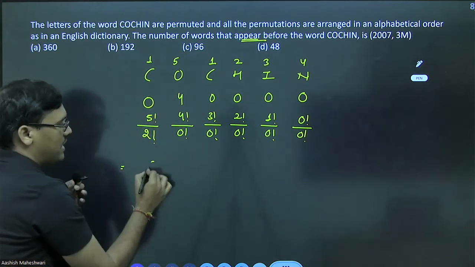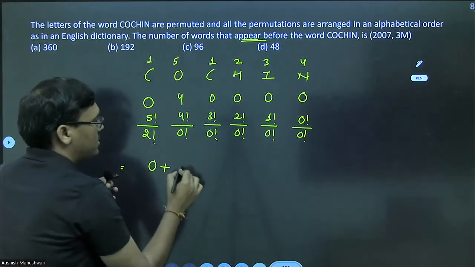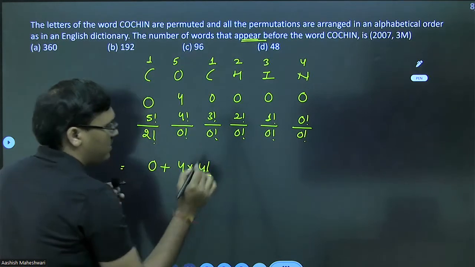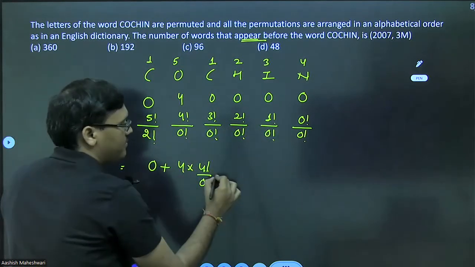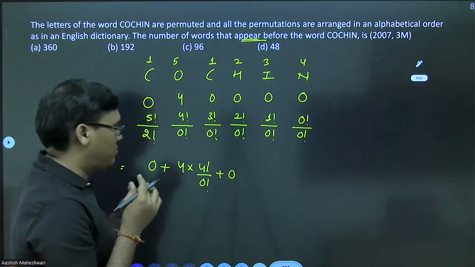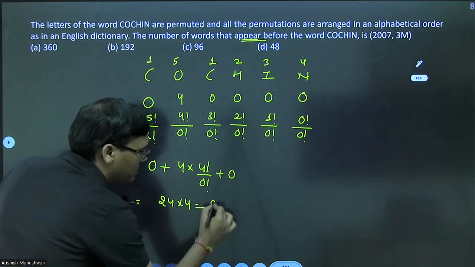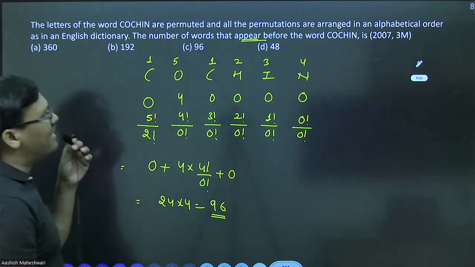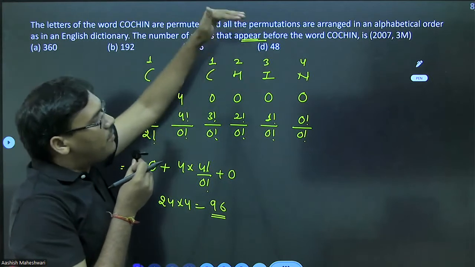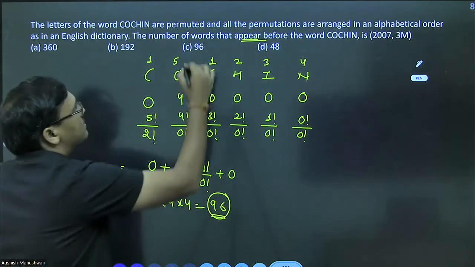0 into this, that will be 0. 0 into 5 factorial by 4, 2 factorial, this is 0. This is 4 into 4 factorial divided by 0 factorial. All these terms will be 0. You can clearly see 0 into this, 0 into this, 0 into this, 0 into this. So what is this? This is 24 into 4, which is equal to 96. So what is the rank? Rank will be 90. Sorry, the question is, what is the number of words which appear before the word Cochin? That is 96. That is the answer.